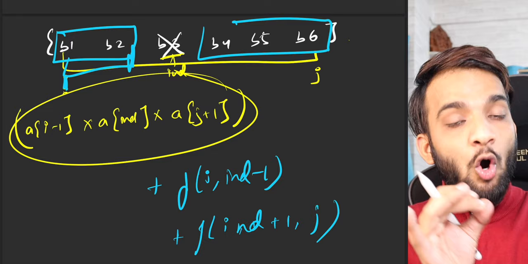Obviously they are independent. Yes, they are independent. Let me give you a proof. Are they independent or not? Consider B1, B2, B3, B4, B5, and B6.